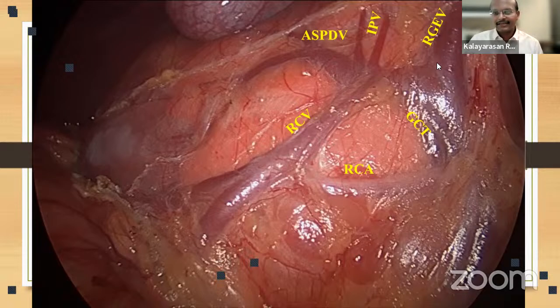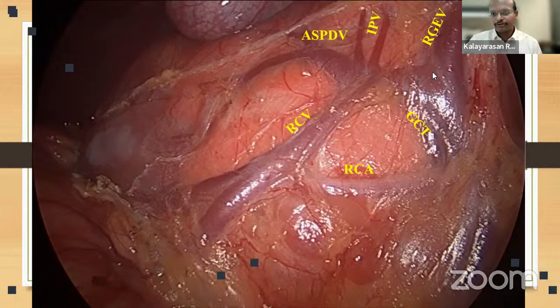So we have the right gastroepiploic vein, which is joined by the anterosuperior pancreaticoduodenal vein. And then you will have this right colic vein, and you'll also have some infrapyloric veins. They all join together and form the gastrocolic trunk. And for station 6, we will be dividing the right gastroepiploic vein at its junction with the ASPDV and the gastrocolic trunk. So we don't have to go below this.